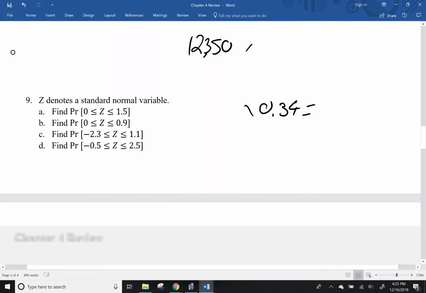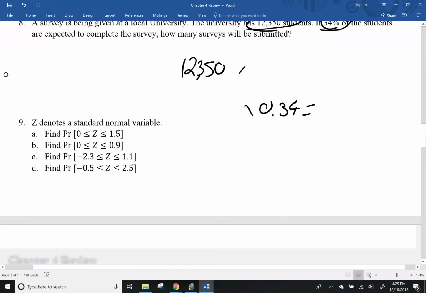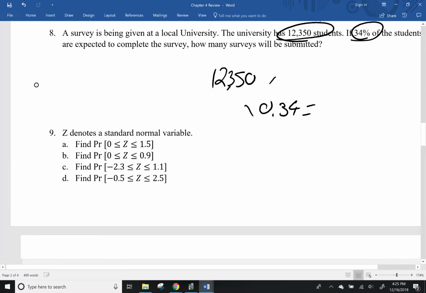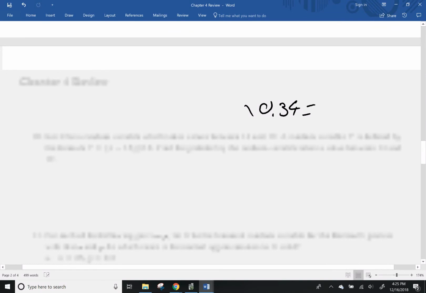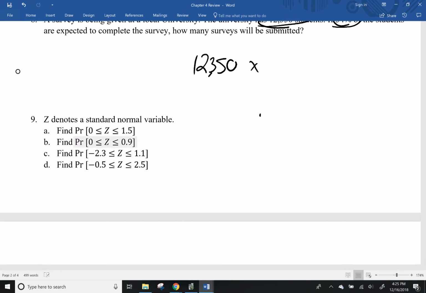Number 9. So the rest of this is very straightforward. It's going to go, what happened there? This isn't working, man. Anyway, I'll try to get that to fix in a second. It's just slow.